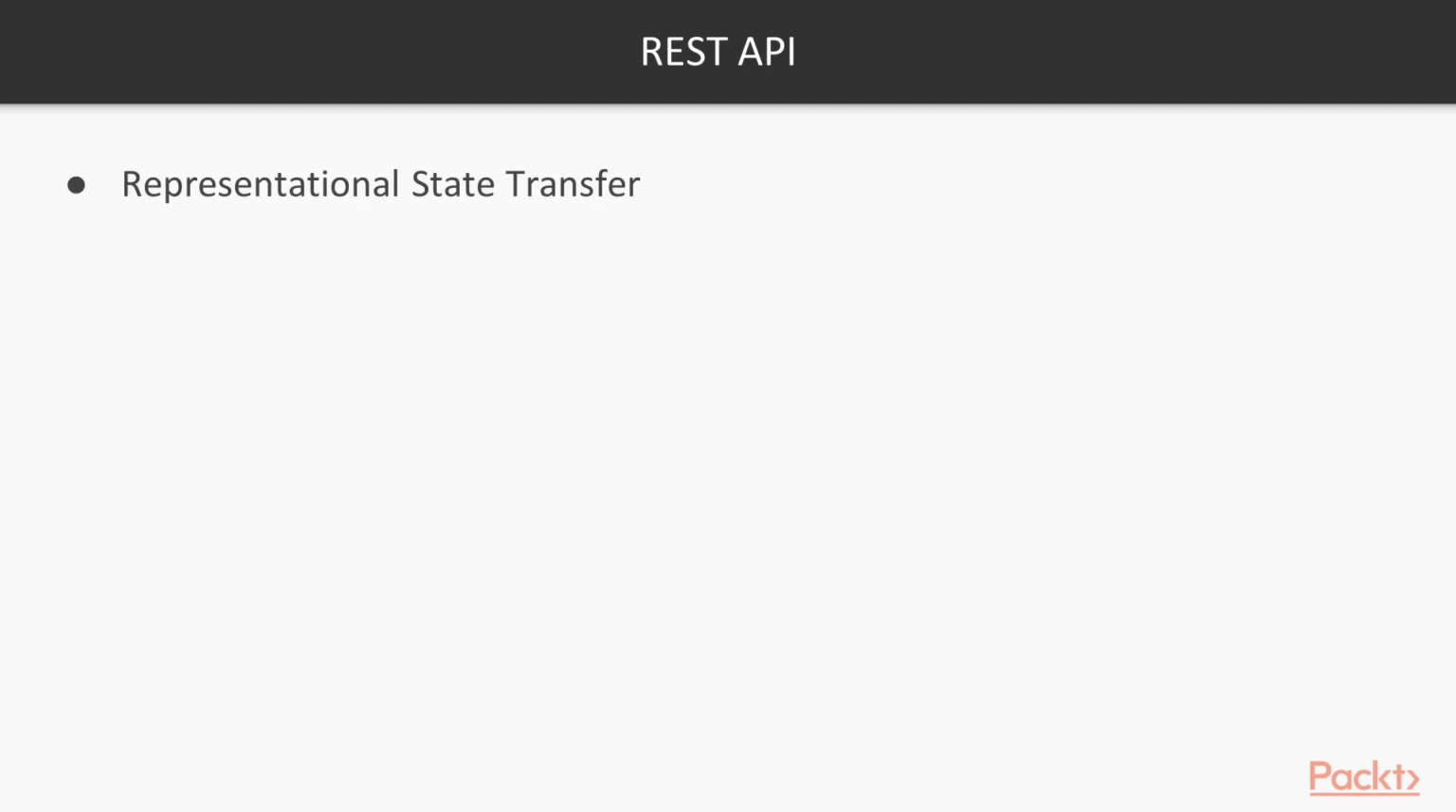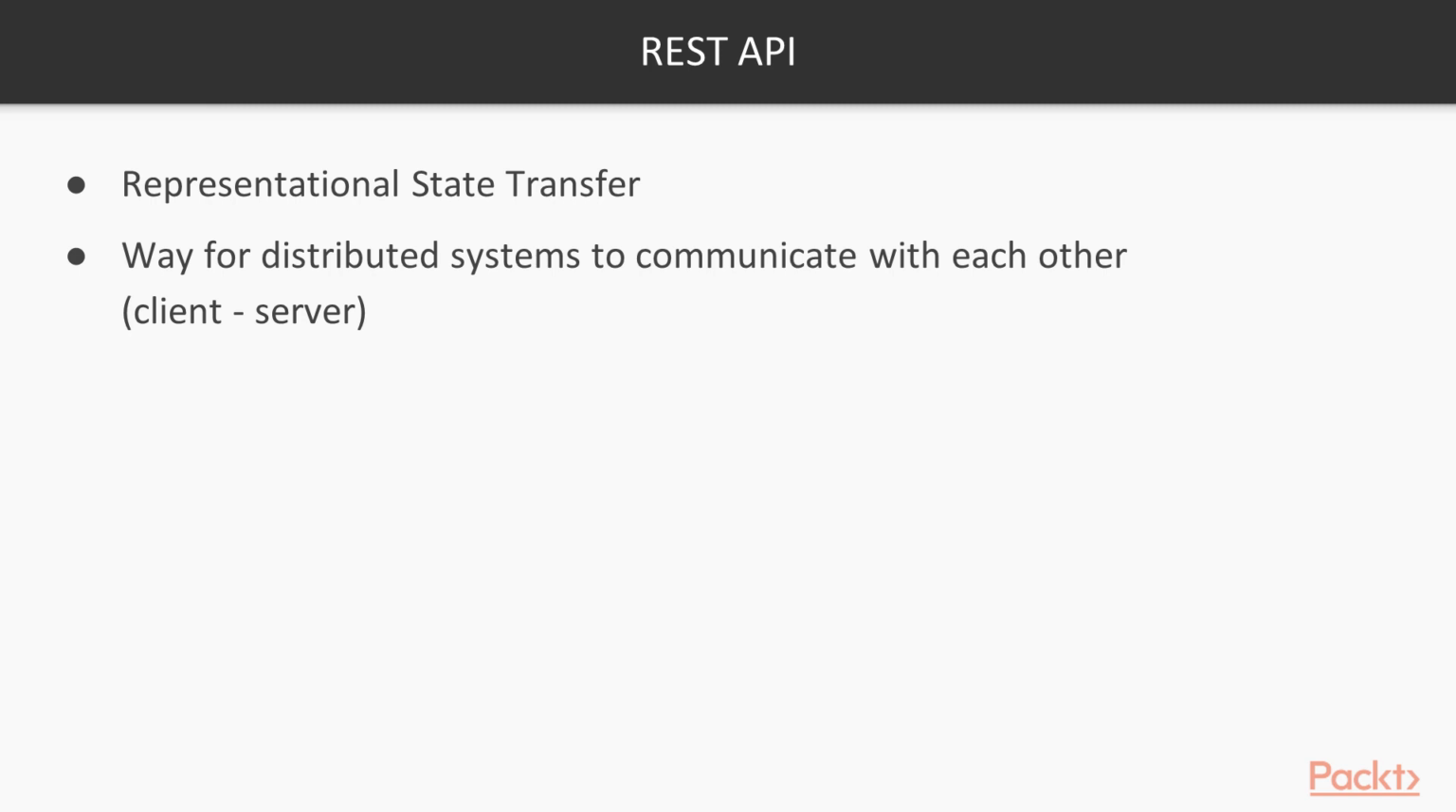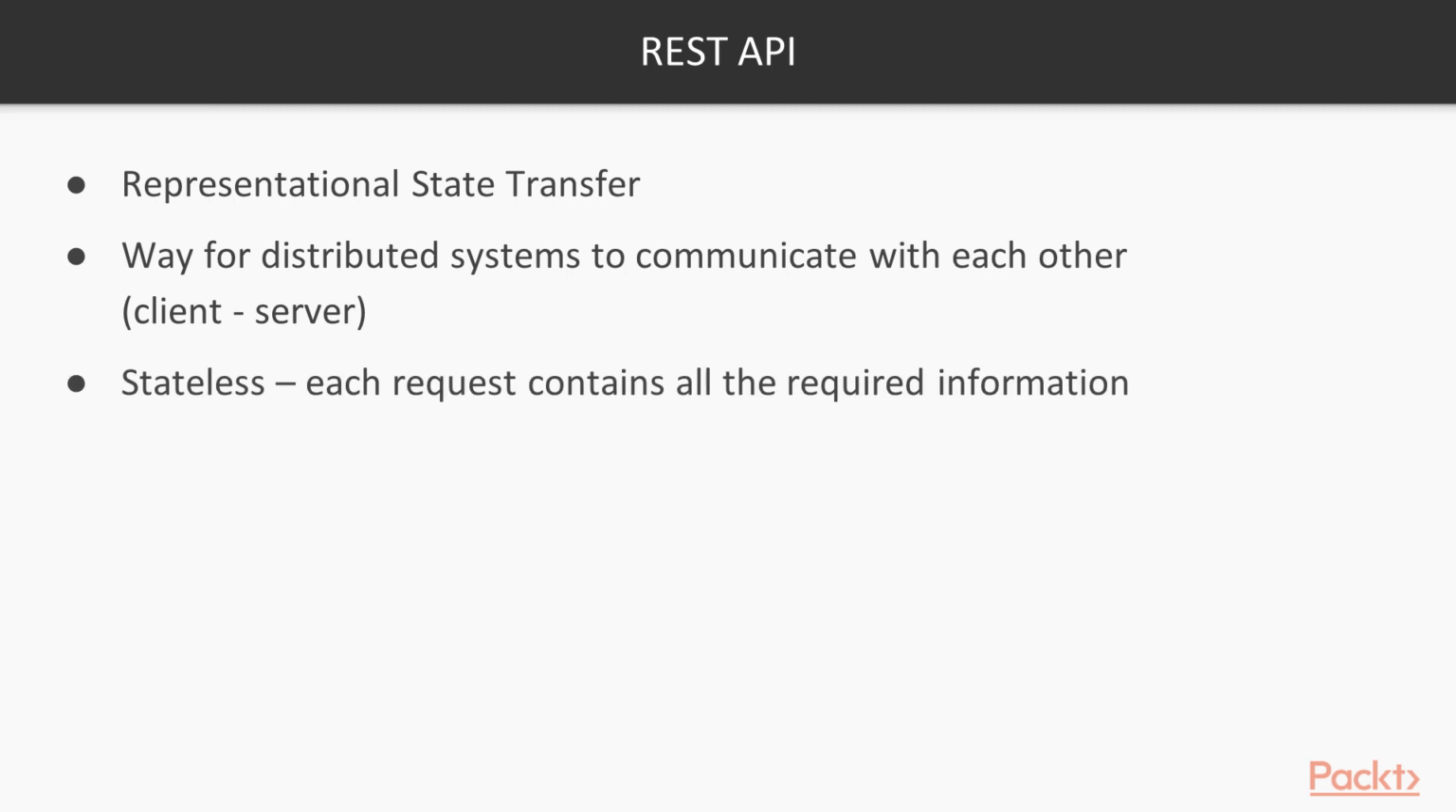REST stands for Representational State Transfer, and it is basically a way for distributed systems to communicate with each other. And this communication usually involves a server and a client that exchange data. A very important characteristic of REST APIs is that it is stateless, which means that each request made by a client contains all the required information for the server to properly respond. Because of that fact, REST APIs are highly scalable, but the high scalability comes at a price of slightly reduced performance.